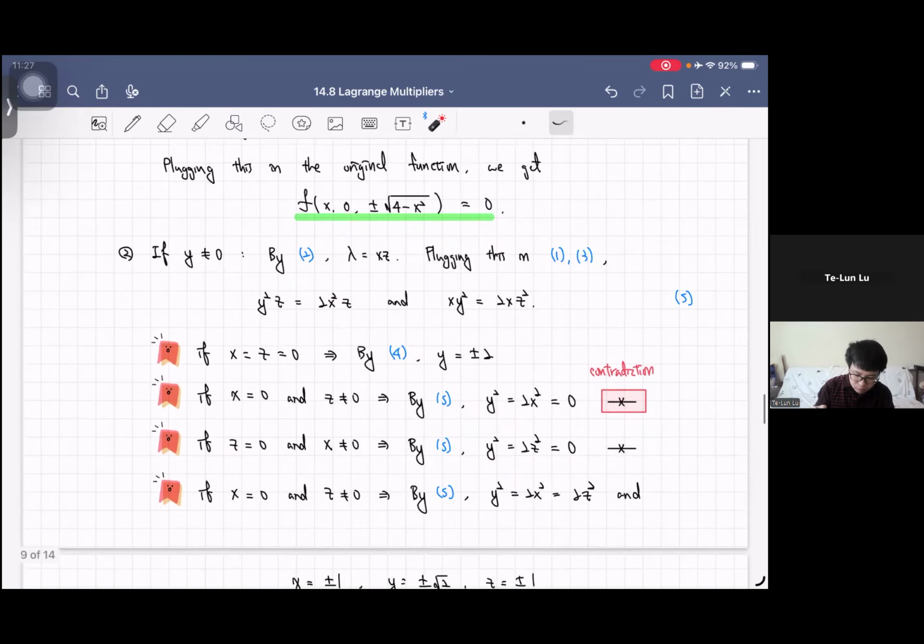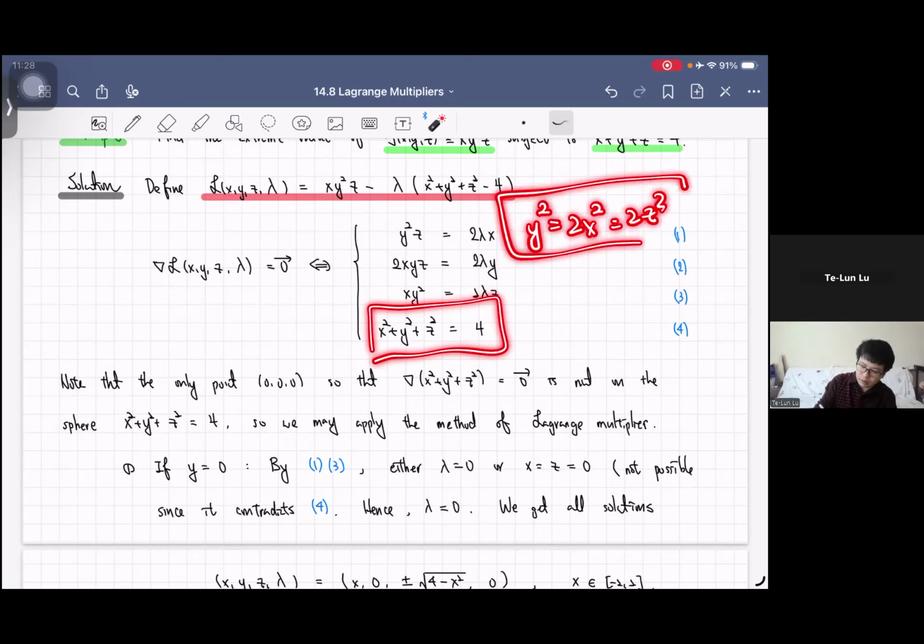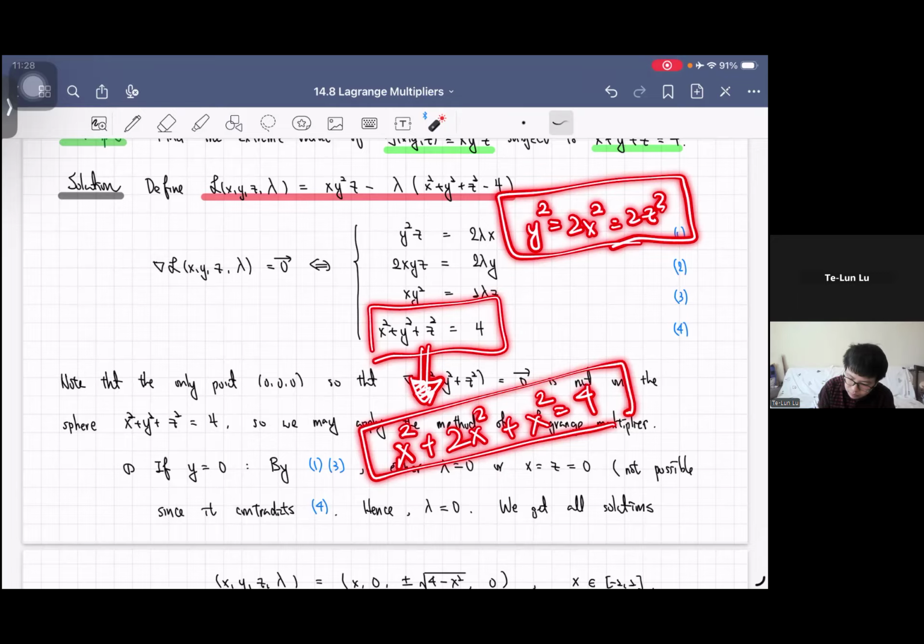Lastly, when x and z are both non-zero, then by the first equation here, you have y squared equal to 2x squared, right? By the second equation here, dividing both sides by x, you get y squared equals 2z squared. So these three must be the same. Plugging that back into your equation here, let me write it down. If y squared is 2x squared is 2z squared, then this will be x squared plus 2x squared plus x squared equals 4.